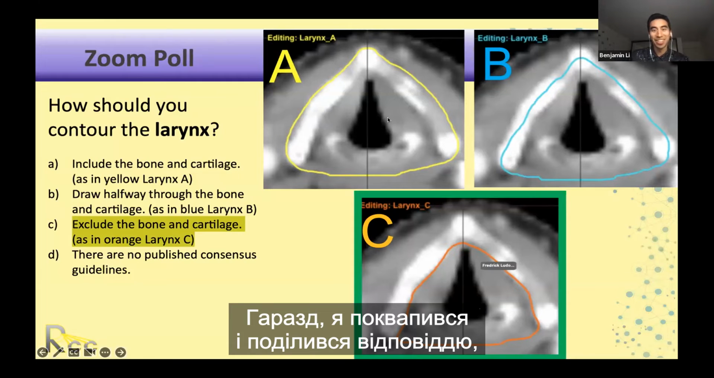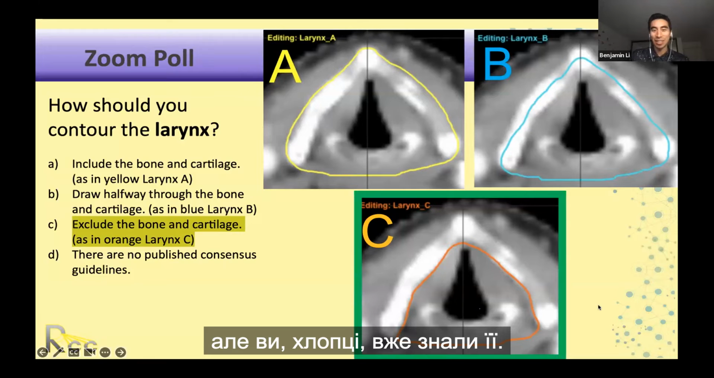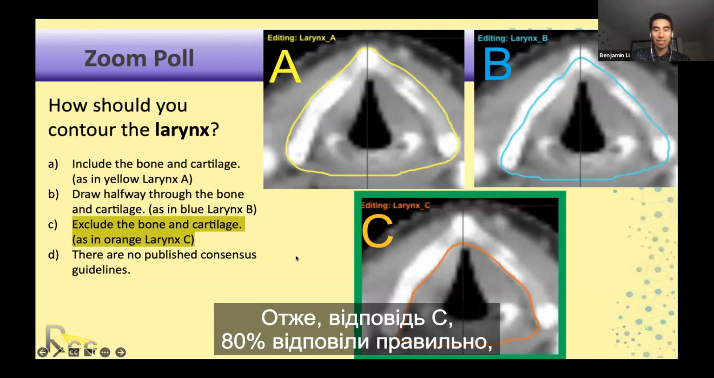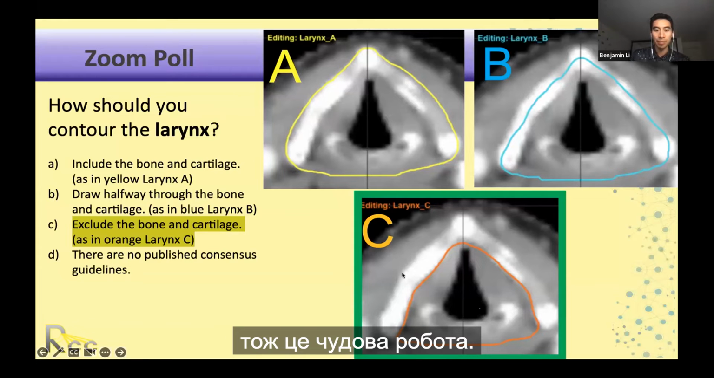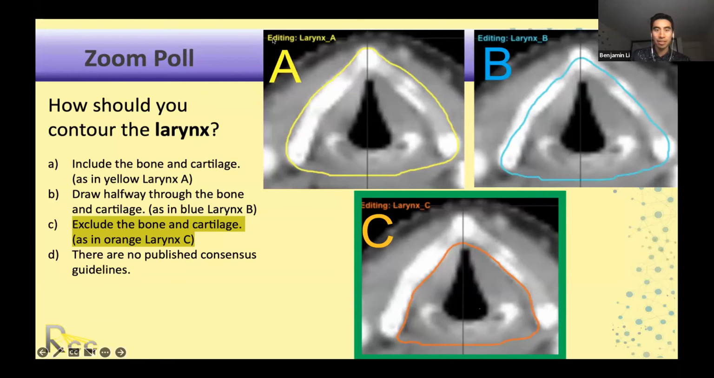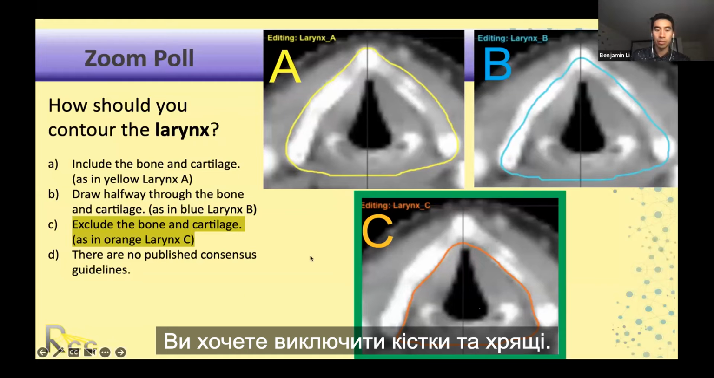I jumped the gun and I shared the answer, but you guys had it. So the answer is C. 80% had that correct, so great job. You want to exclude the bone and the cartilage.